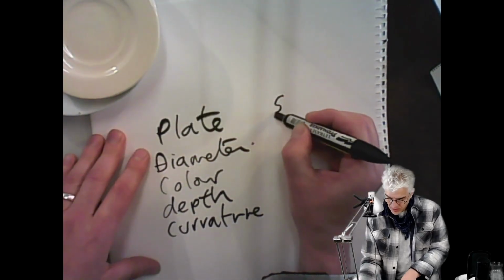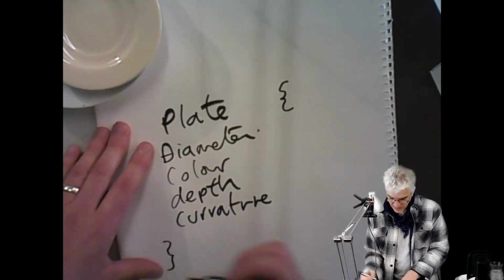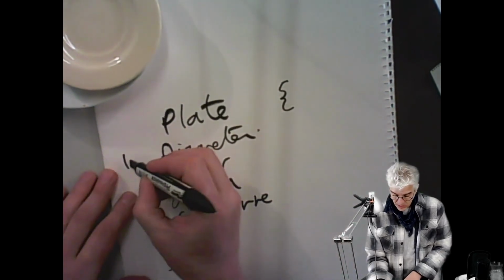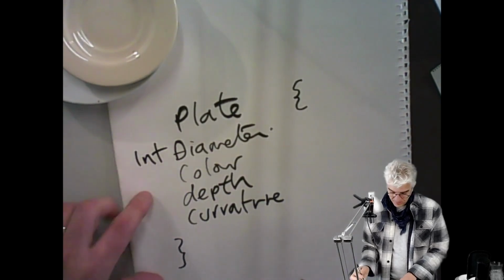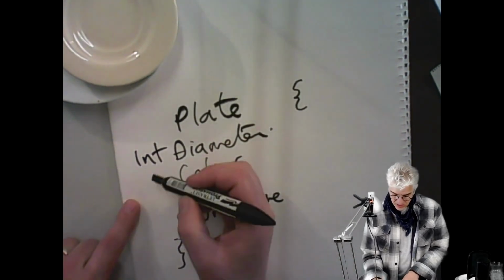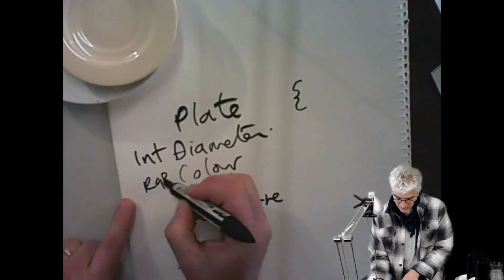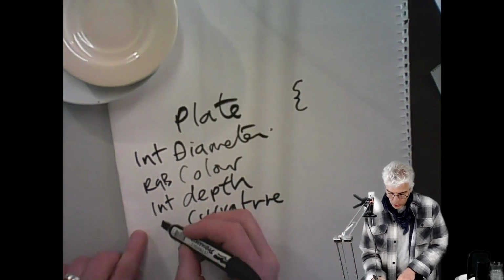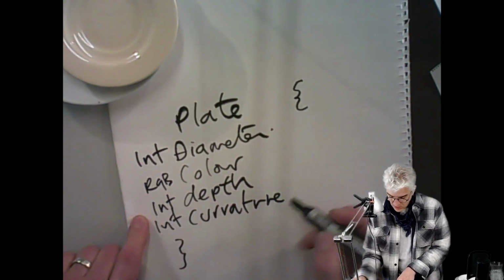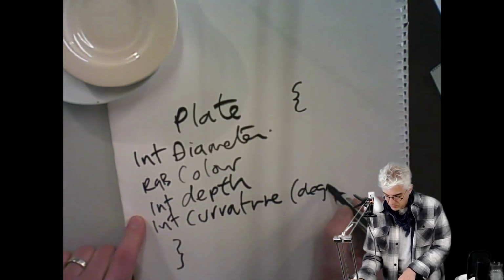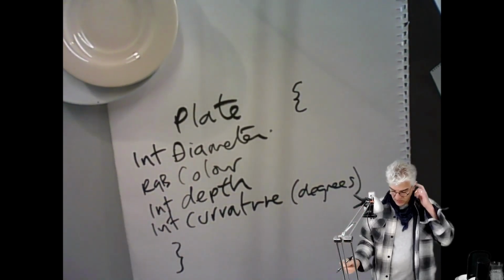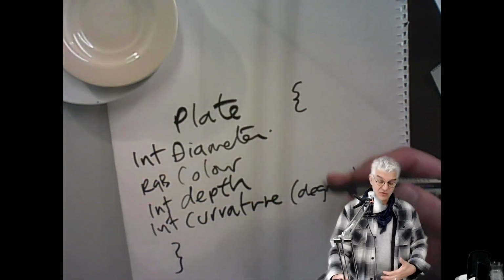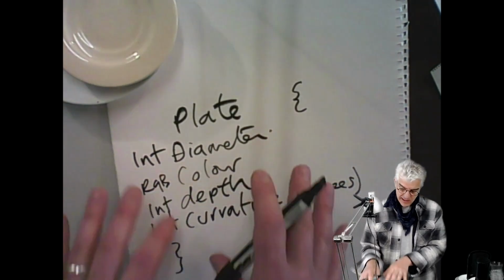I'm going to put these into curly brackets, and then I can specify what these things are. Well, the diameter is going to be an integer, and the color is going to be in RGB, and the depth will be an integer, and the curvature will be an integer representing degrees. So basically here I have a description of what a plate is generically, but it's not any plate yet.